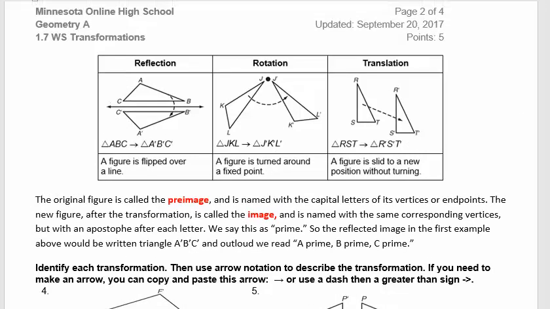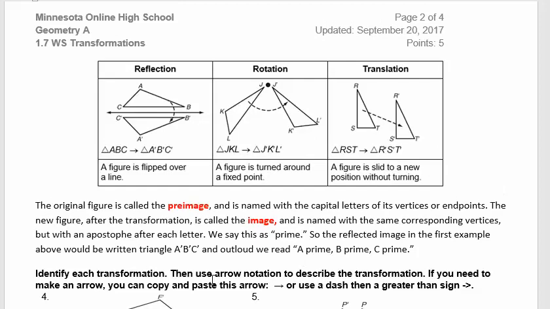We're going to do more with transformations later in the year, and you'll also continue to use them in Algebra 2. You'll do transformations of functions, like you'll take a line and transform it, or a quadratic equation like a parabola and transform it. All right, so here, this I already talked about. This is a pre-image and an image, and how we show there's been a transformation with the prime, with the apostrophes.